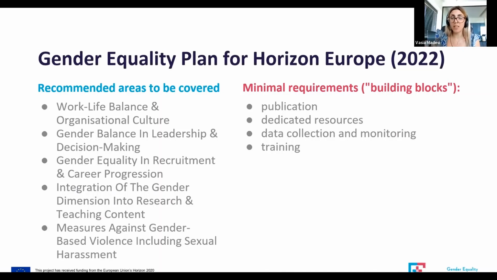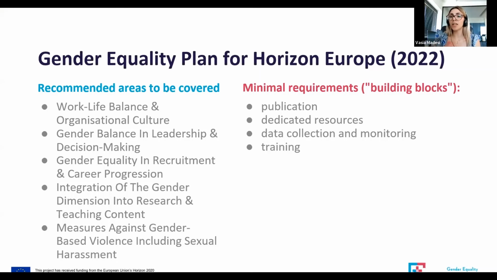It's work-life balance and organizational culture, gender balance in leadership and decision-making, gender equality in recruitment and career progression, the integration of the gender dimension into research and teaching content, and measures against gender-based violence, including sexual harassment. So what we know now from what has been published by the European Commission is that if an organization wants to join, they should have the minimal requirements, what they called the building blocks of a gender equality plan.